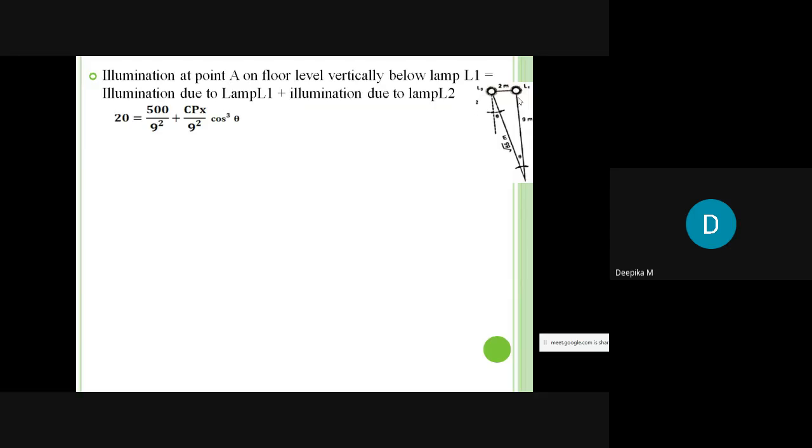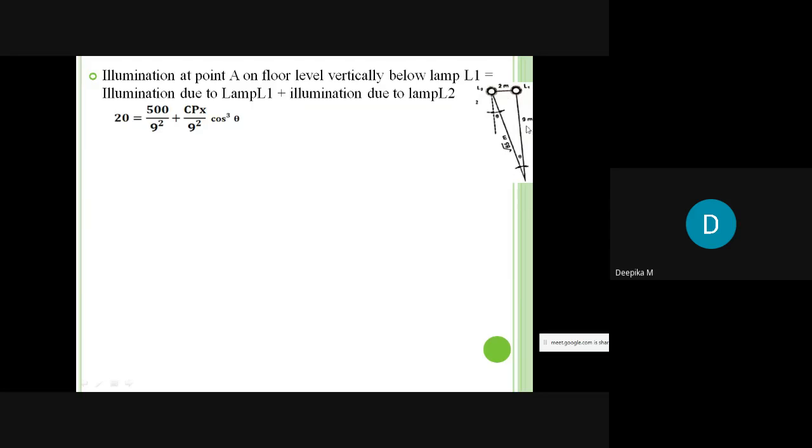If I take directly below the lamp L1, then it is not inclined, so it is only I by h square, where I is 500 and h square is nothing but 9 square. And if I want to know the illumination due to lamp L2, which is inclined, I have to use the formula I by h square into cos cube theta. I don't know the luminous intensity or candle power, which I have to calculate, so it is written as CPX. Again, the mounting height is 9 square, and cos cube theta.